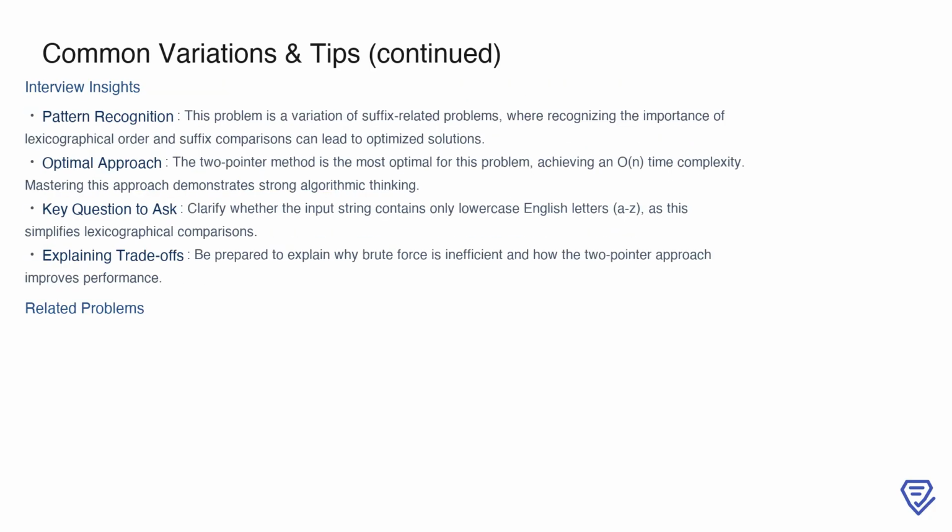In interviews, this problem often tests your ability to recognize patterns and apply efficient algorithms. It's a variation of suffix-related problems, so understanding how to compare suffixes lexicographically is essential. The two-pointer method is the optimal solution here, and mastering it showcases your ability to think algorithmically and optimize for performance. Additionally, a key question you might consider asking is whether the input string is restricted to lowercase English letters. This assumption simplifies comparisons and could influence your approach.